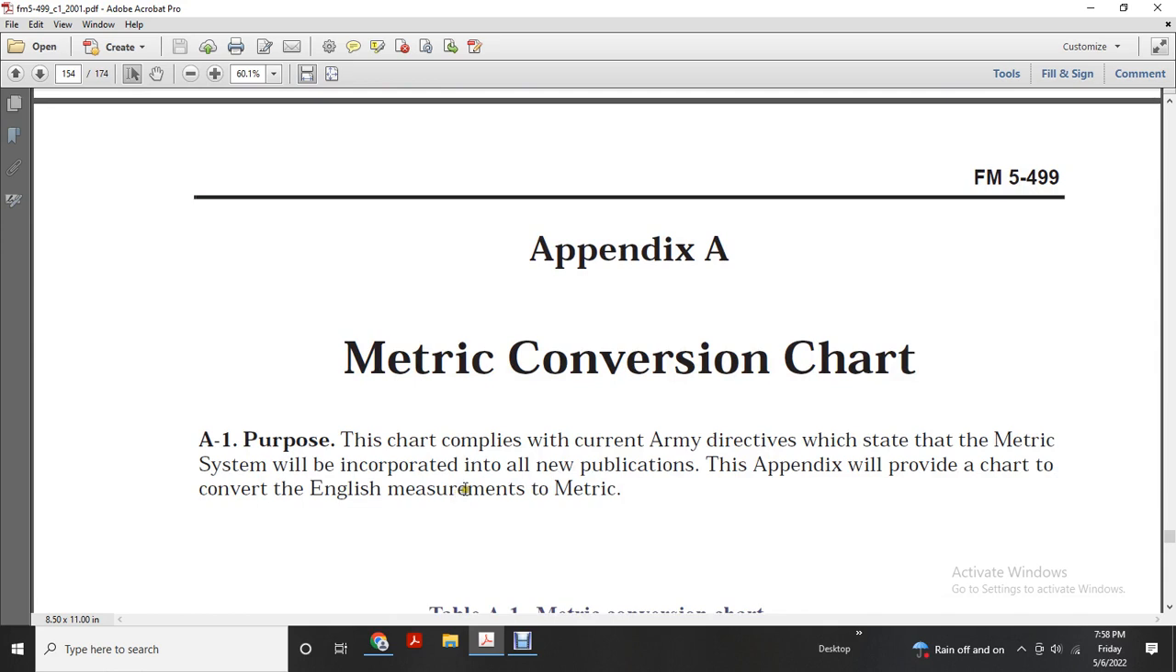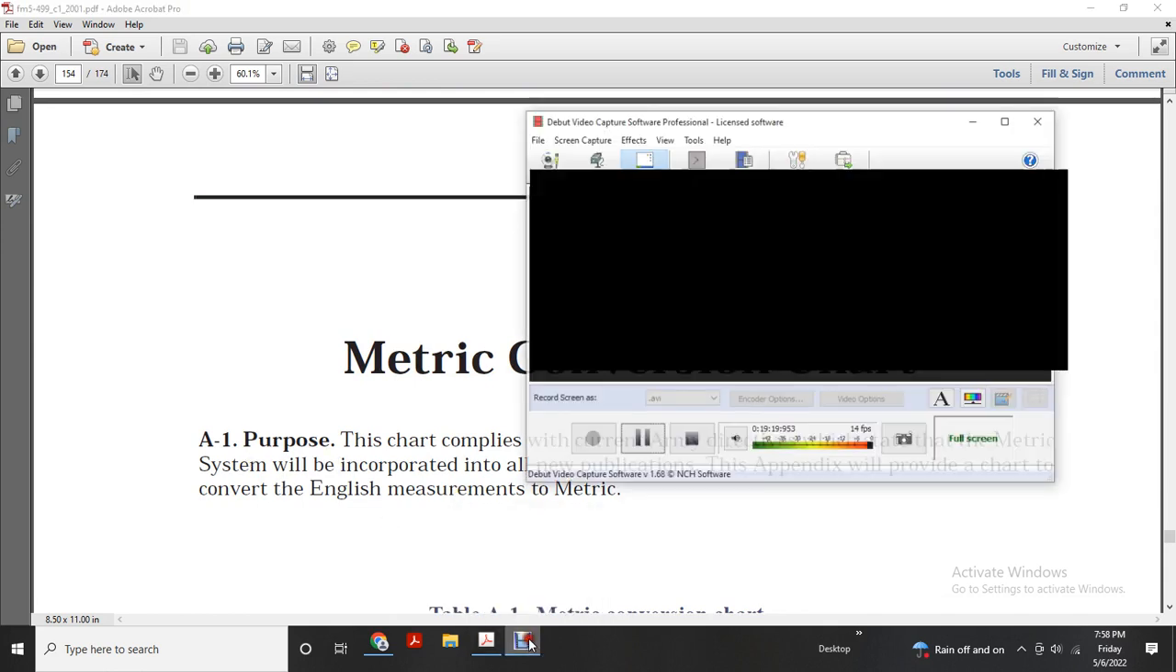And then Appendix A is the metric conversion charts, and we'll skip the appendixes.